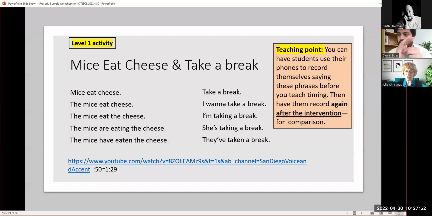And then they have these two for comparison, and they begin to realize and have some metacognition about their own speech patterns. So it's very simple. Mice eat cheese. The mice eat cheese. The mice eat the cheese. The mice are eating the cheese. The mice have eaten the cheese. Take a break. I want to take a break. I'm taking a break. She's taking a break. They've taken a break.